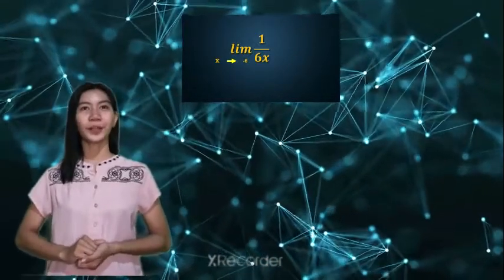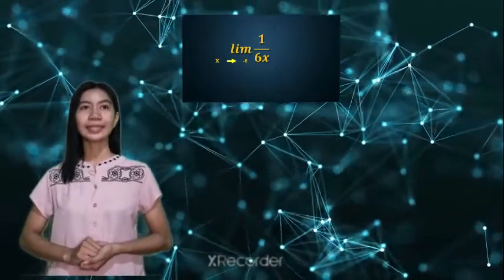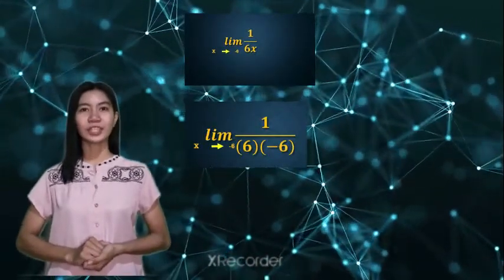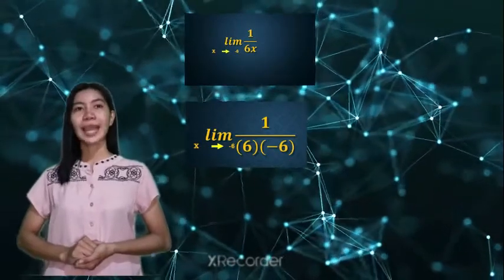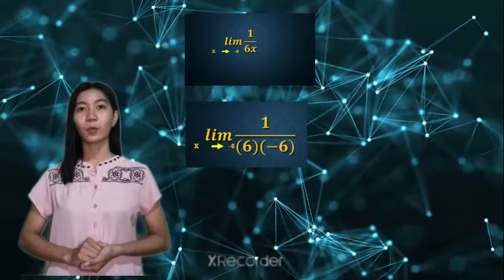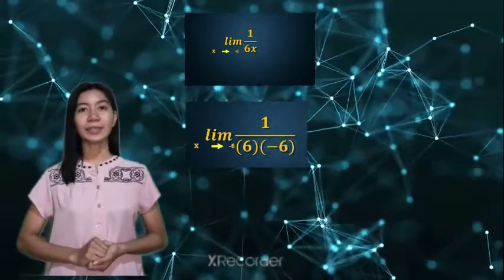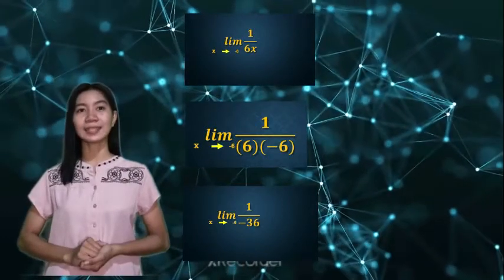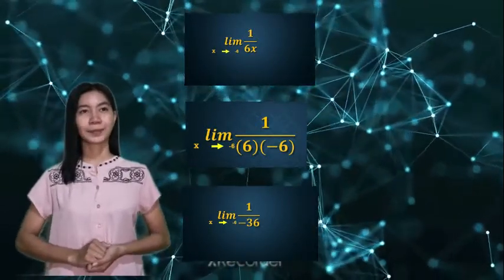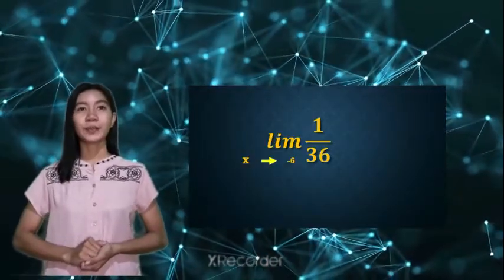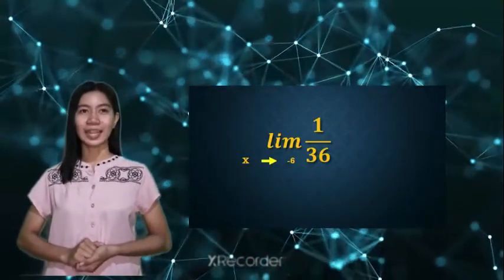Lastly, step 4. We need to substitute negative 6 for the x variable to get the limit as x approaches negative 6. We will have the limit of 1 over 6x is equal to 1 over 6 multiplied by negative 6, which is equal to 1 over negative 36, x approaches negative 6. The final answer will be the limit of 1 over 36x approaches negative 6.